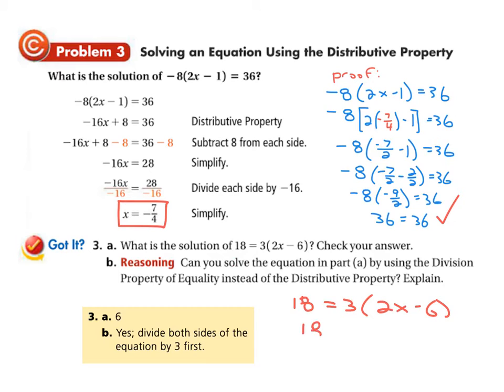And if you said, oh, I want to just divide both sides by 3, so I could take 18 divided by 3 equals 3 parentheses 2x minus 6, all divided by 3. And then you would have gotten down to 6 equals just the 2x minus 6. And if you want to solve that and see whether you get the same answer, then you can try that.